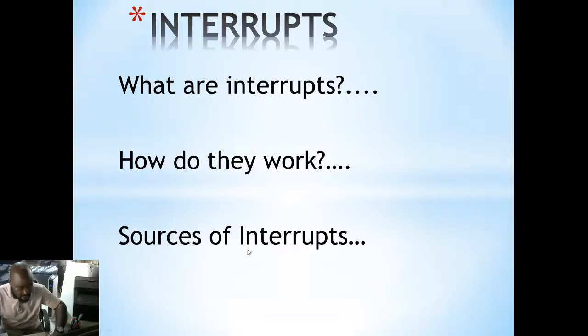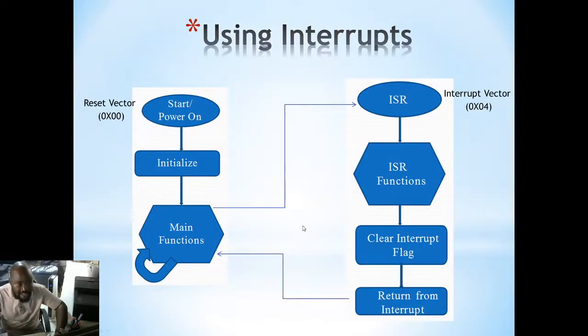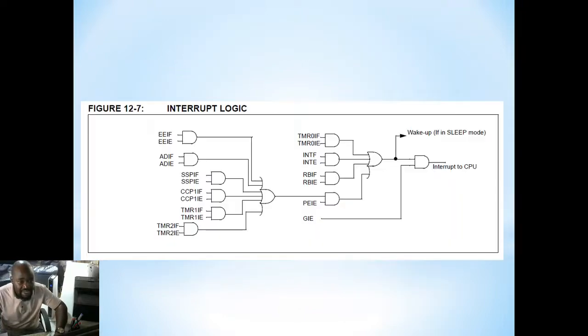What are the sources of interrupts? For the PIC 16F818, we have 9 interrupt sources. There are 9 sources which can cause an interrupt in our PIC 16F818. But it doesn't mean we're using all 9 of them. You can enable only the ones you are interested in. These 9 interrupt sources can be enabled individually. So you will enable the one you are interested in, right?